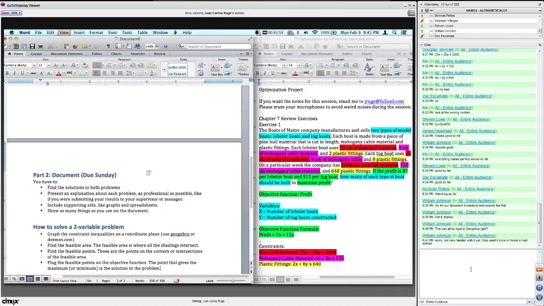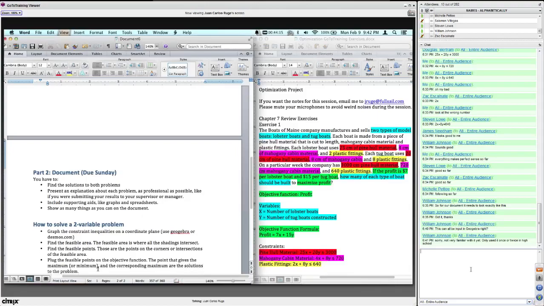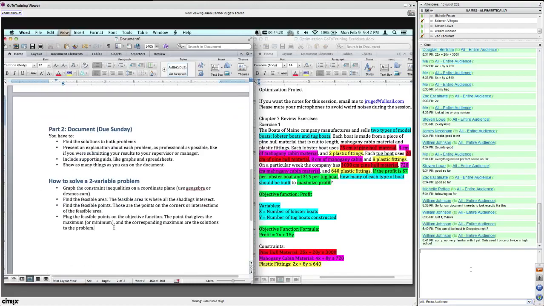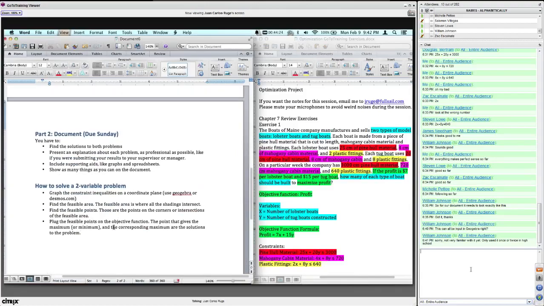Well, the point that gives the maximum and the corresponding maximum are the solutions to the problem. So remember, every solution contains a point and the maximum or the minimum. Okay, guys, questions about how to solve a two variable problem before giving you the example of how to solve it.